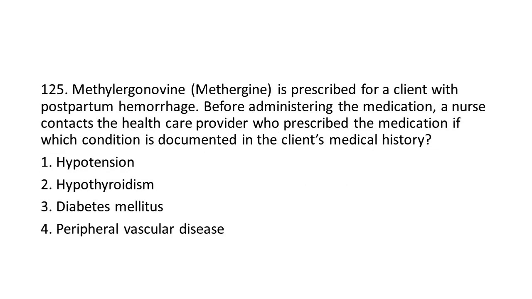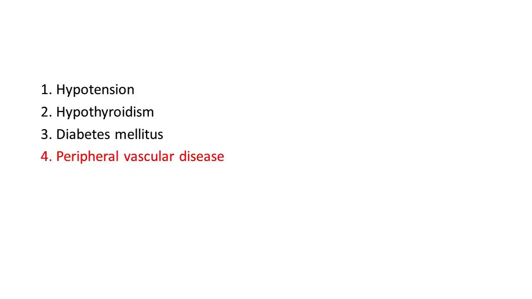125. Methylergonovine, Methergine, is prescribed for a client with postpartum hemorrhage. Before administering the medication, a nurse contacts the healthcare provider who prescribed the medication if which condition is documented in the client's medical history? 1. Hypotension. 2. Hypothyroidism. 3. Diabetes mellitus. 4. Peripheral vascular disease. The answer is 4.